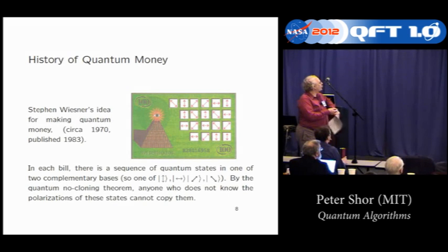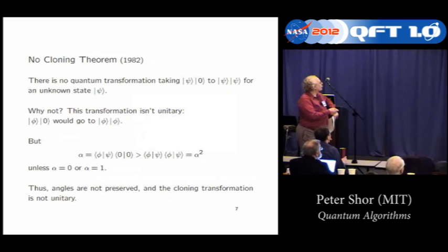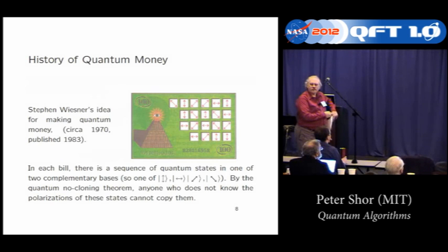So the history of quantum money: Stephen Wiesner came up with this in 1970, and if you look back, the no-cloning theorem was 1982, so he really anticipated the no-cloning theorem by 12 years. The idea is that each bill is a sequence of quantum states in one of two complementary bases, which we'll call polarizations, so either vertical, horizontal, or right diagonal, left diagonal. And by the quantum no-cloning theorem, anyone who does not know the polarization of these states cannot copy them.